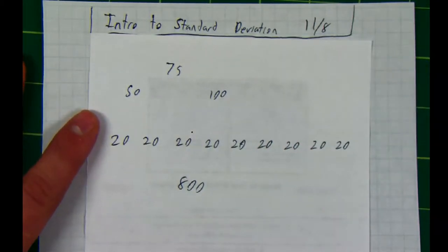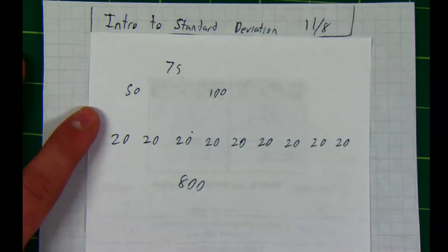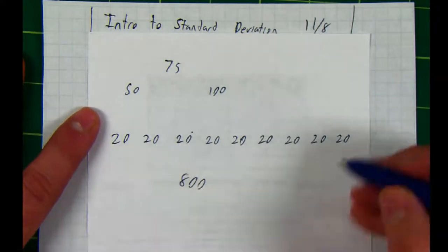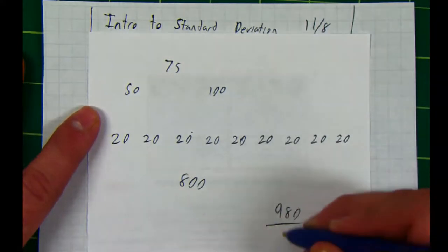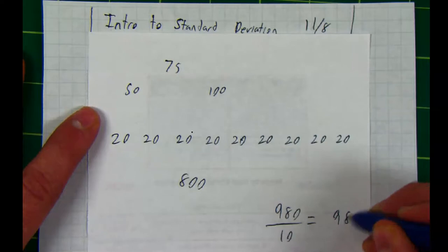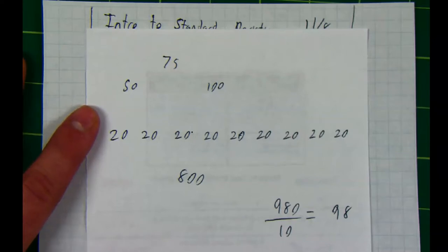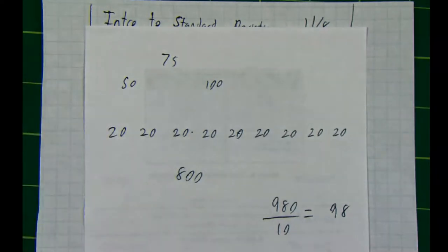What would be the average? If you add up the 20s, 20 times 9 is 180. 180 plus 800 would be 980, divided by 10. We get an average of 98. Is that average very helpful? The average is 98, but most of the data values deviate pretty far from that average, or, if I may, standard. Standard deviation is how far the data values deviate from the average.